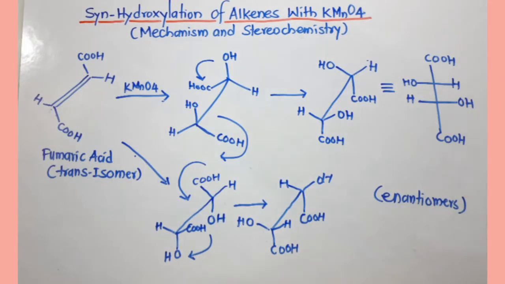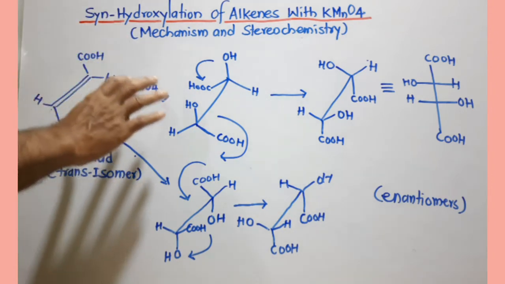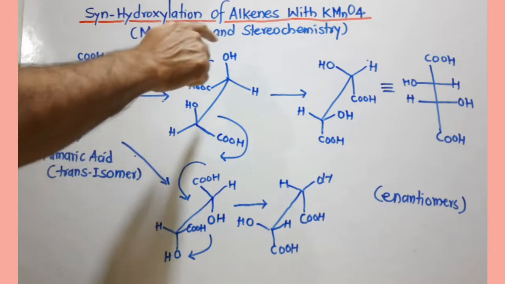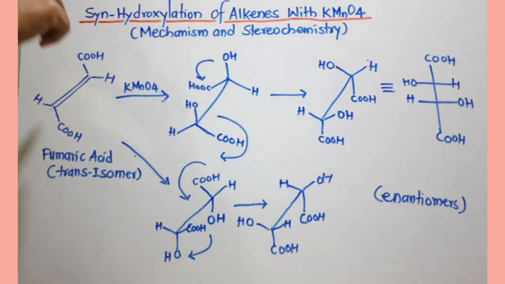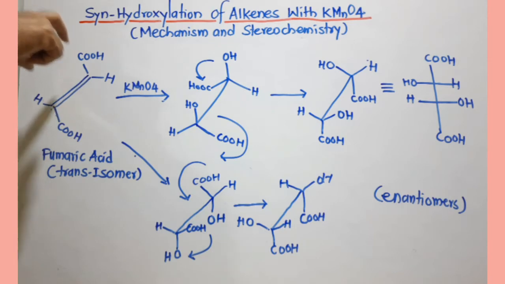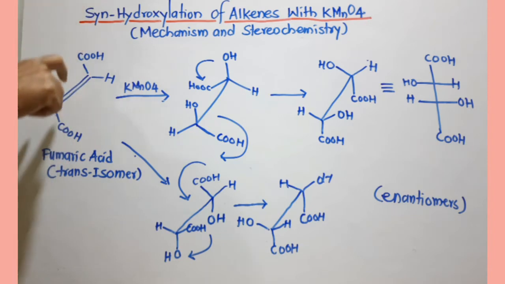Now consider the trans isomer and a similar kind of reaction. Trans means similar groups are toward opposite sides of the double bond. This is the trans isomer. It is also called fumaric acid. So when KMnO4 is added here, we get a dihydroxy compound. As I mentioned earlier, both hydroxyl groups are coming from the same side. Because of this, it is called syn hydroxylation.